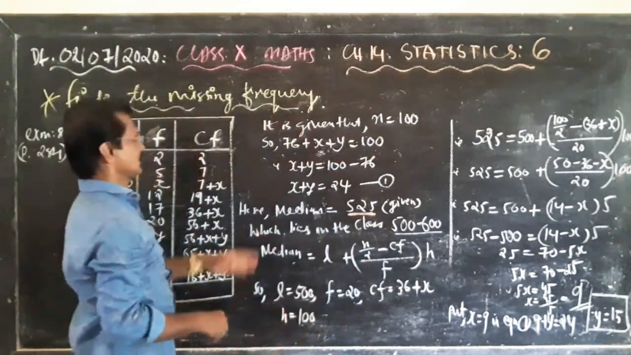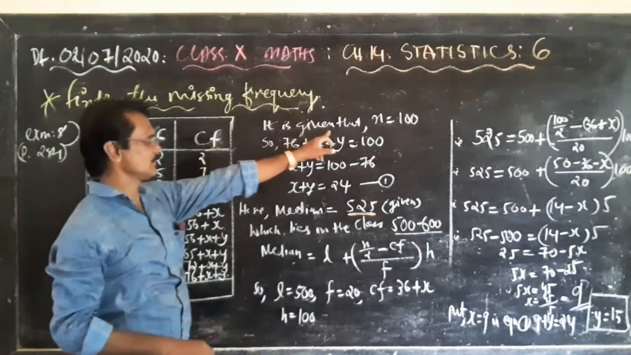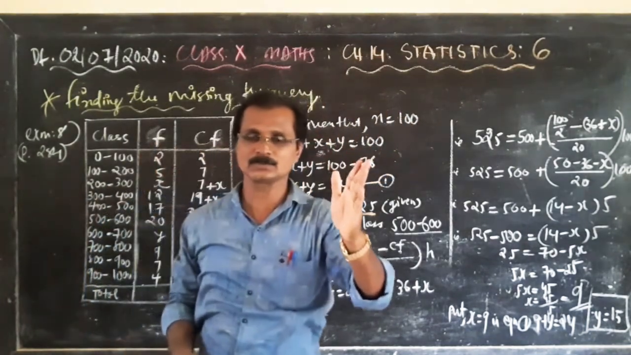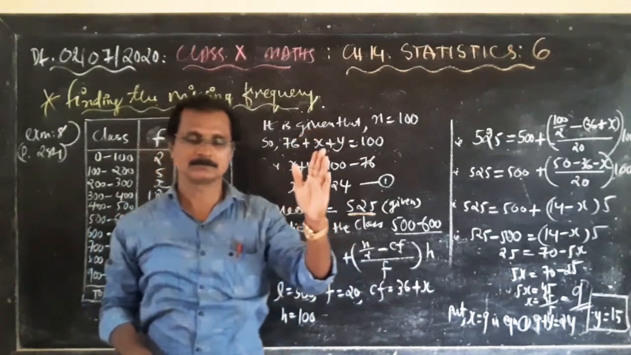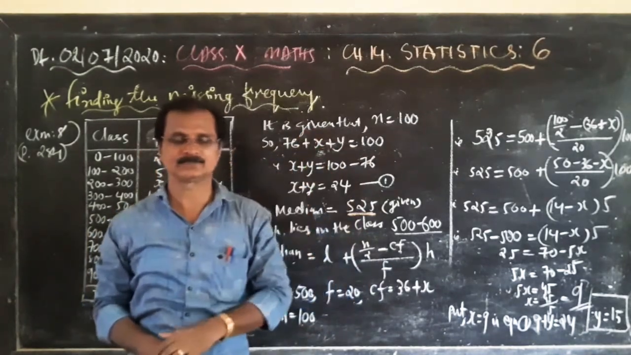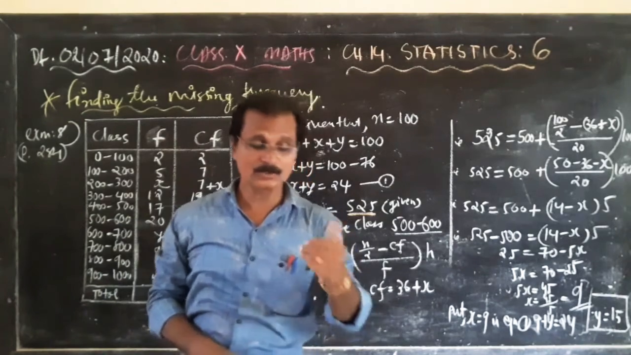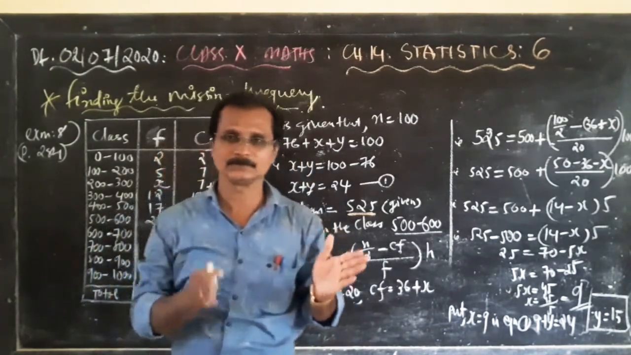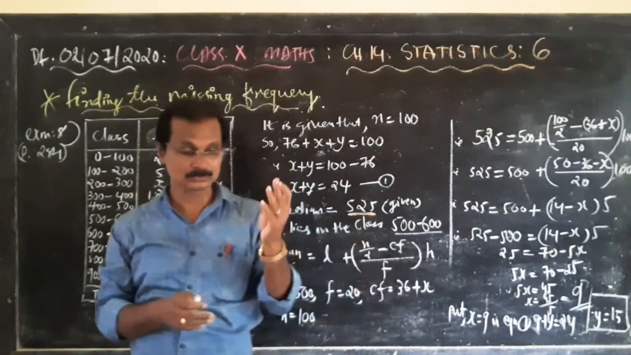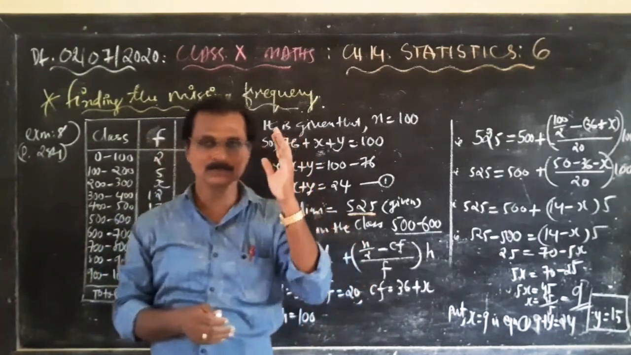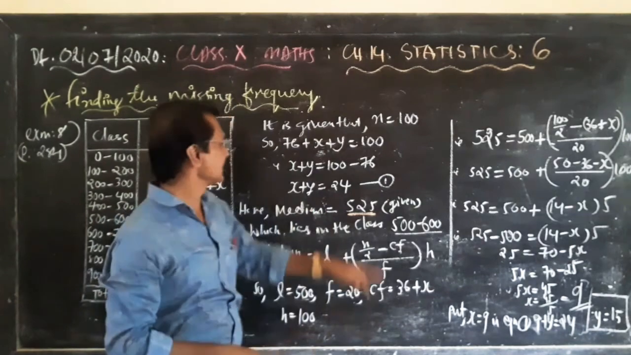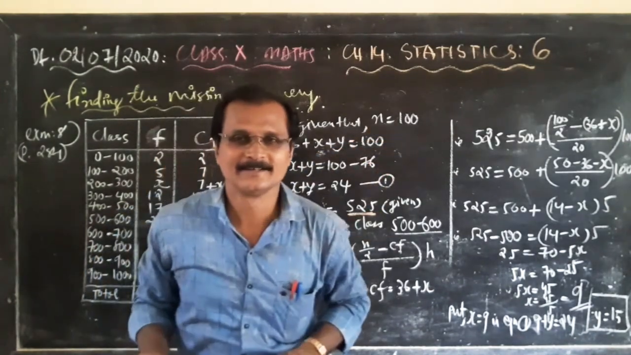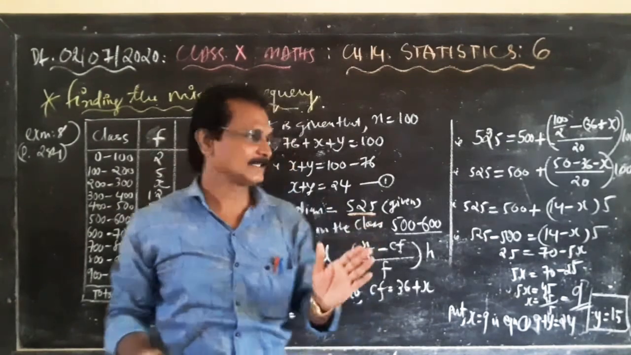So how to do the calculation? First of all, it is given that n equal to 100. Discussing about 100 data, the total frequency is already given. That is a clue. I told you, you will get some clues. Two clues are given: one is the median, and also the frequency is given. So n equal to the total frequency, that is n equal to 100.